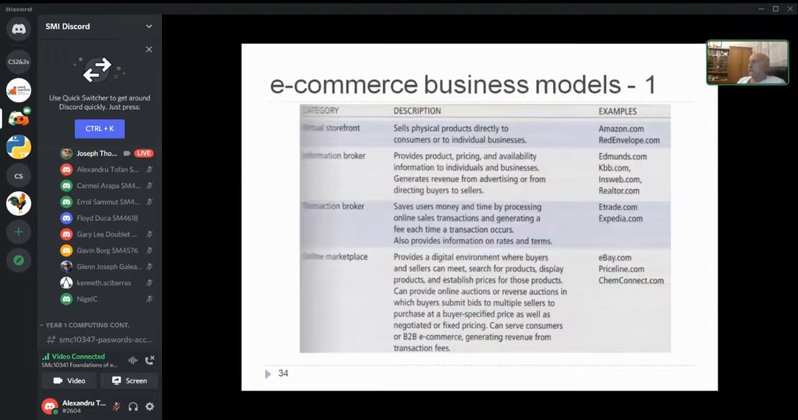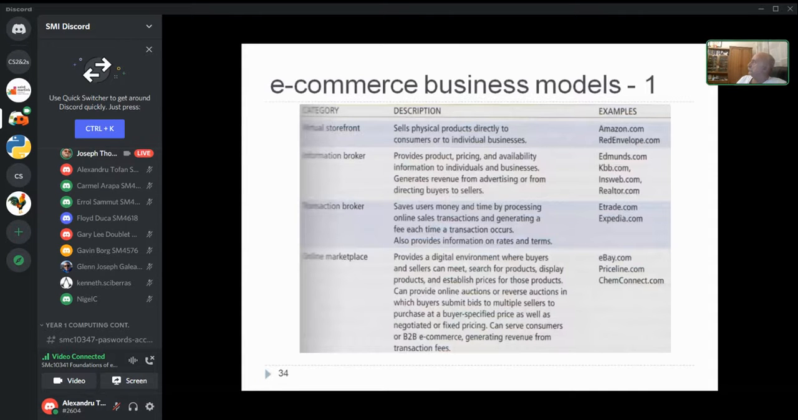Right, there are a number of business models that we use in e-commerce. The first one is a virtual storefront. Now, this is basically selling our products as though we are selling them from a shop, right, from a physical shop. However, we are doing this over the internet, and some examples there are Amazon and Red Envelope.